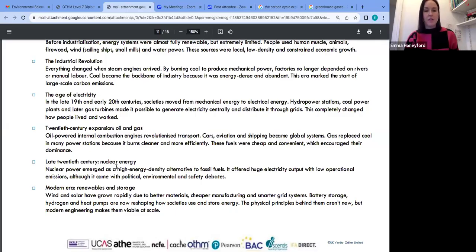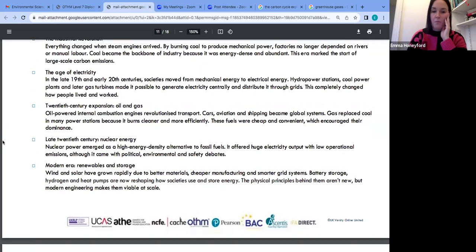In the late 20th century, we saw the rise of nuclear energy. Nuclear power has emerged as a high energy density alternative to fossil fuels. It offered huge electricity output with low operational emissions, although it came with political, environmental and safety debates. So there is a lot of contention and challenges with the use of nuclear power. And you'll find with each alternative energy, there will be pros and cons as well.